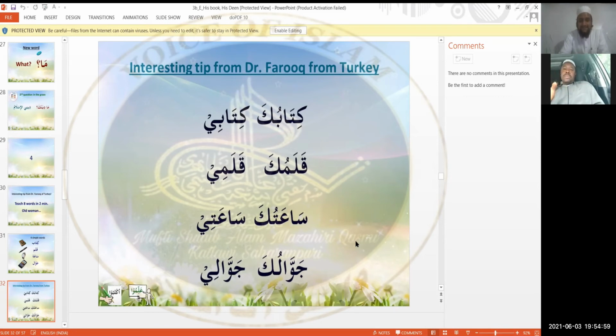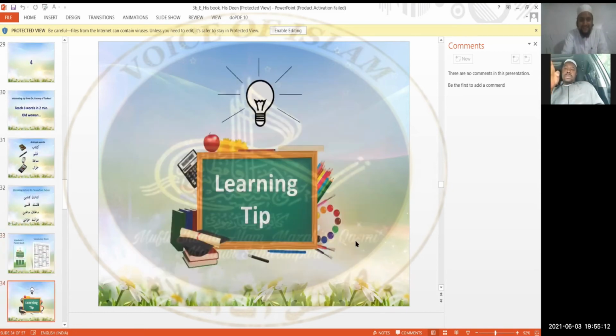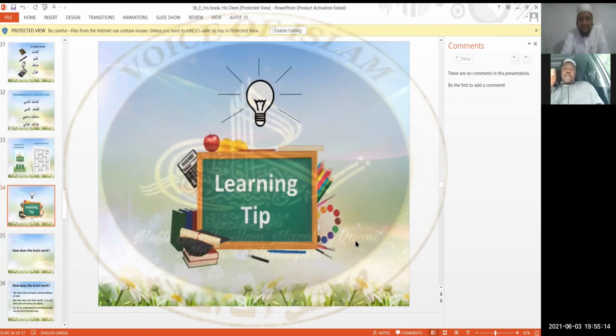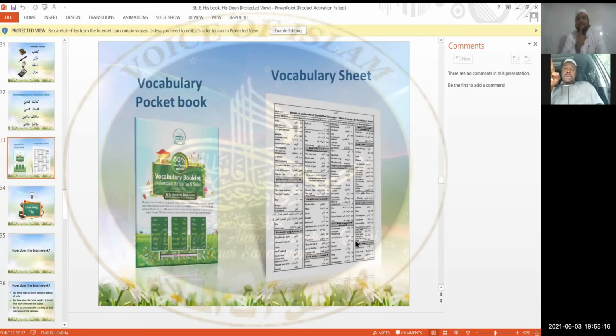Jawali, my mobile. The answer will be just great. Like, you have to point out, you have to use your index finger. Okay, so is that the one person only? Yeah, just for one. Kitabuka, your book. My kitabi, my book. Okay.